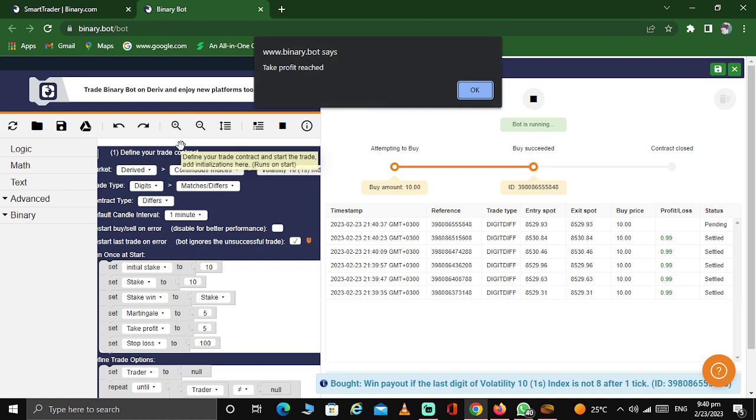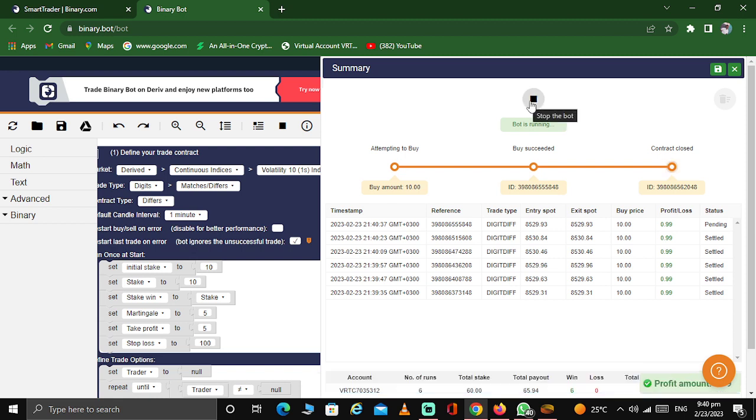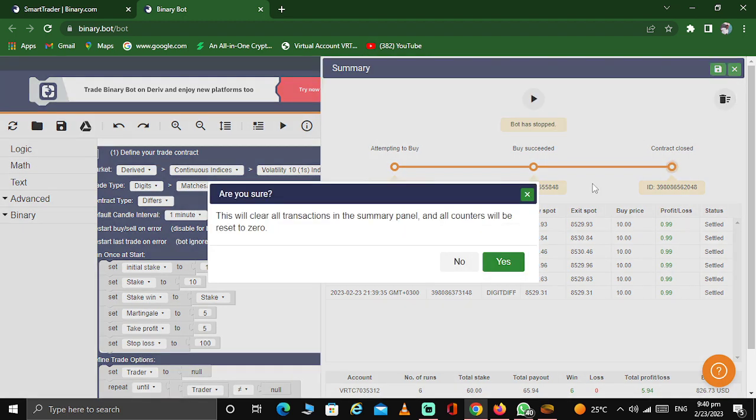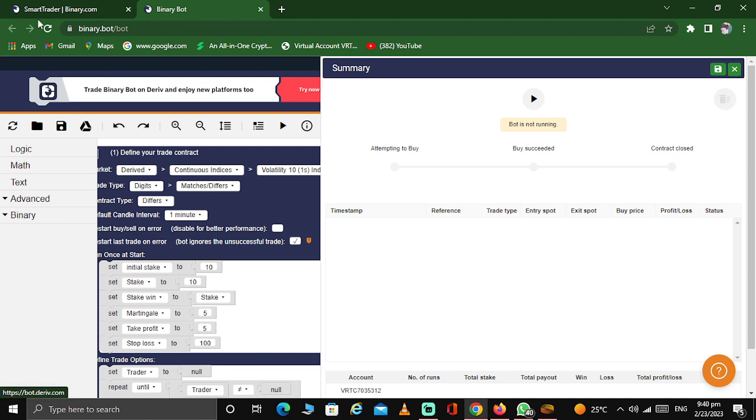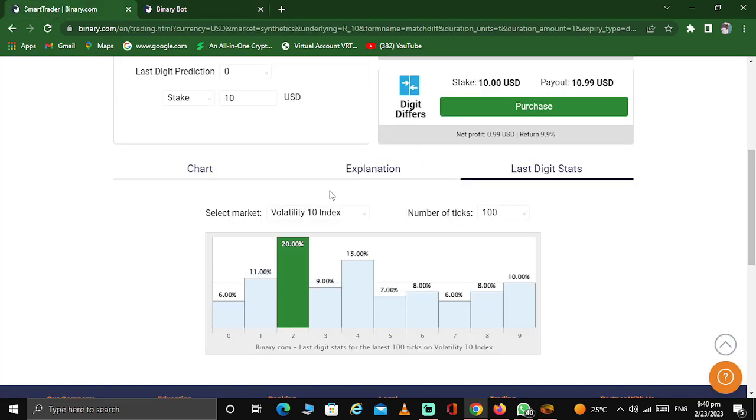Yeah, as you can see, it has already reached the take profit. It has already made another $5. It's $5.94. So what you're going to be doing now, let me delete this history. You're going to look at other predictions here. We are going to use other predictions here.